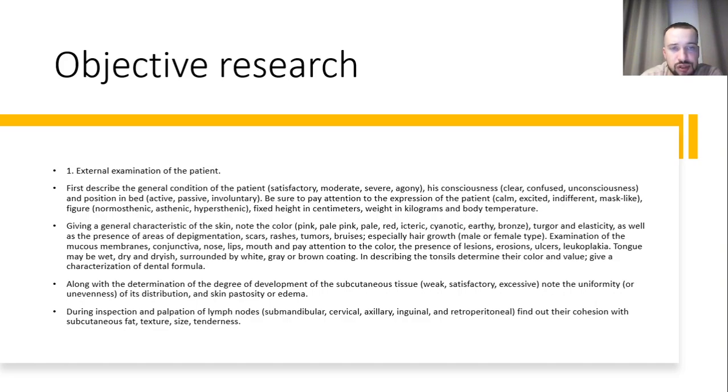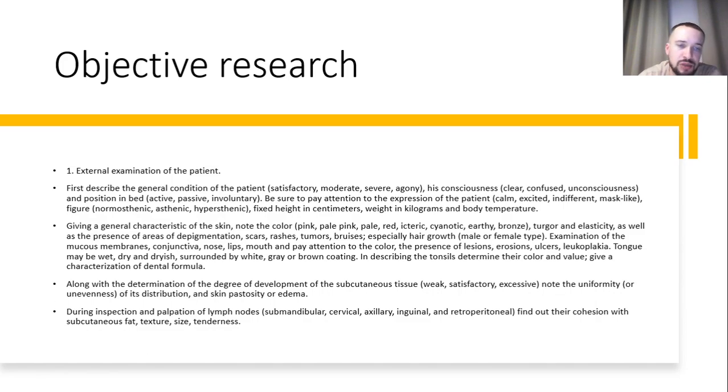Given a general characteristic of the skin, note the color, turgor, and elasticity, as well as the presence of pigmentation, scars, rash, tumors, bruises, especially hair growth. Examination of the mucous membranes, conjunctiva, nose, lips, mouth, and pay attention to the color, the presence of lesions, erosions, ulcers. The tongue may be wet, dry, and dryish, surrounded by white, gray, or brown coating. In describing the tonsils, determine their color and size, give a characterization of dental formula.